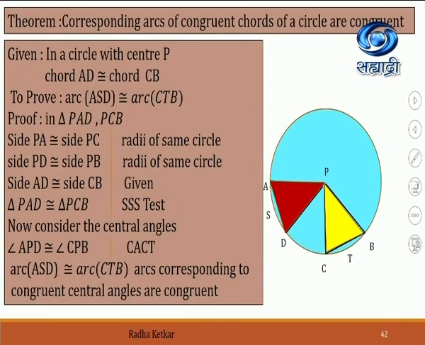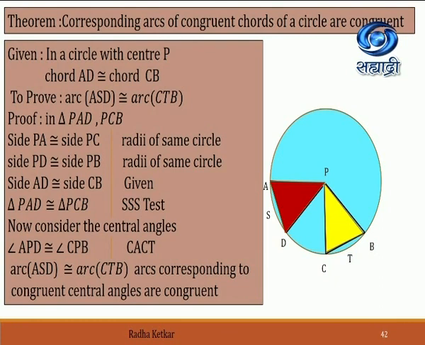Corresponding arcs of congruent chords of a circle are congruent. Now, exactly the opposite scenario. Here chords AD and CB are congruent to one another, that is given to us. And we have to prove that arc ASD and arc CTB are congruent to one another. Again a simple job. AD and CB are congruent, that is given. Then PA is congruent to PC, radii of the same circle, and PD is congruent to PB, again radii of the same circle.